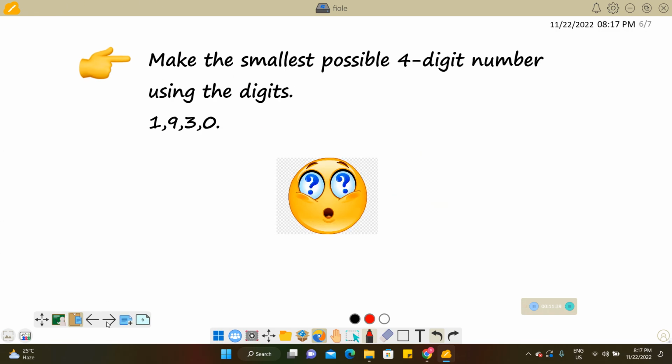And today I have a question for you. You have to make the smallest possible 4-digit number using the below digits 1930. Please post your answers in the comment section.